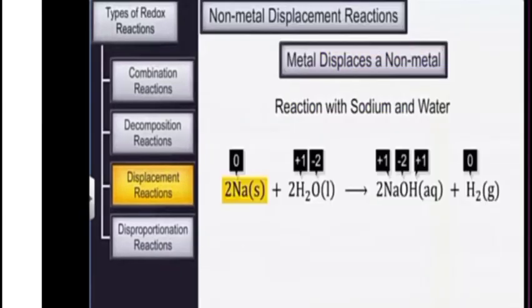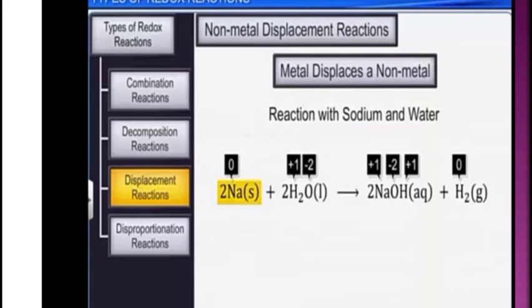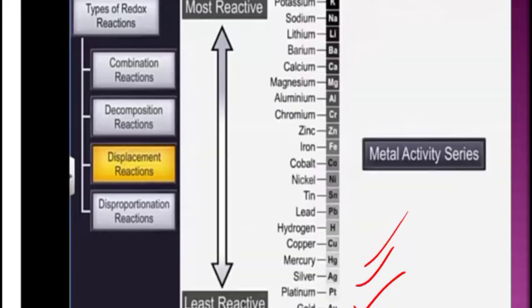For example, a metal displaces a non-metal: sodium displacing oxygen, sodium displacing hydrogen. Here we can see an example. Some metals like gold, platinum and silver will not undergo this reaction because they are very less reactive. This is the activity series. Only the most reactive metals will undergo this type of reaction.